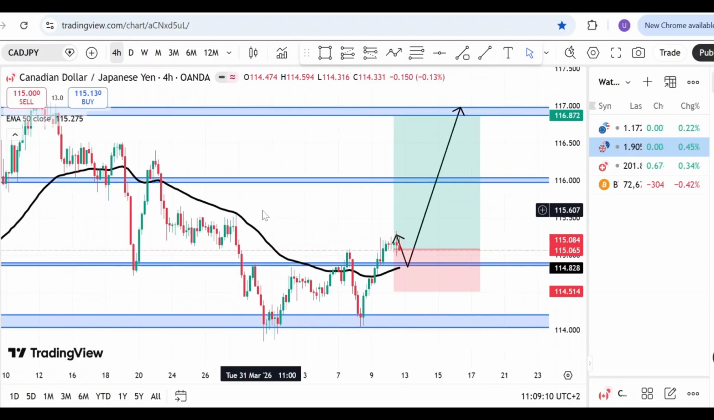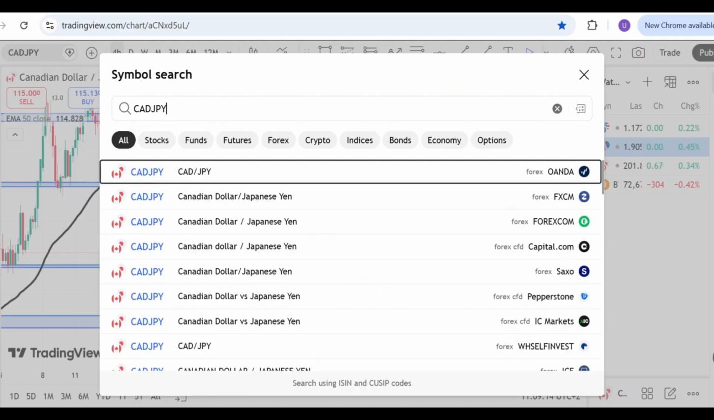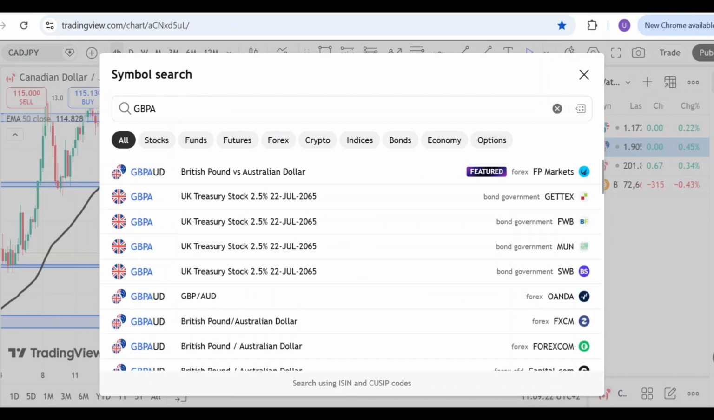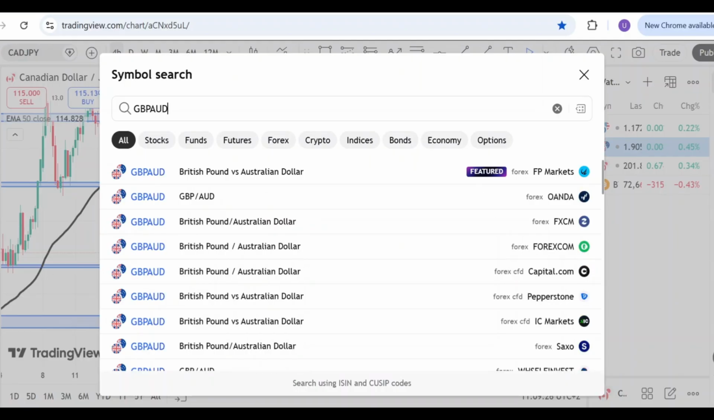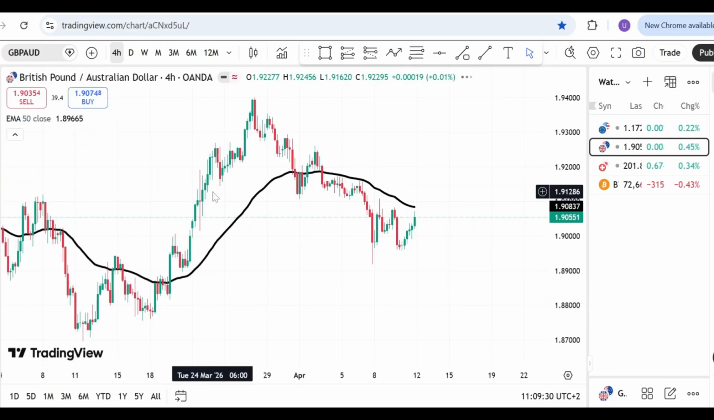This is the setup. Last but not least is GBP/AUD. Let us check GBP/AUD here.